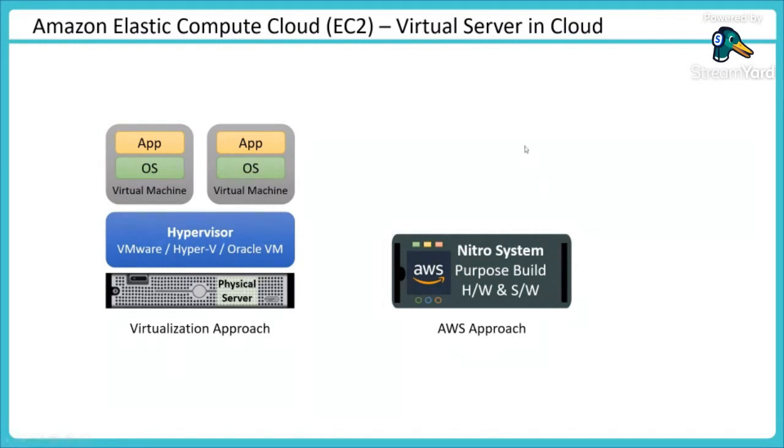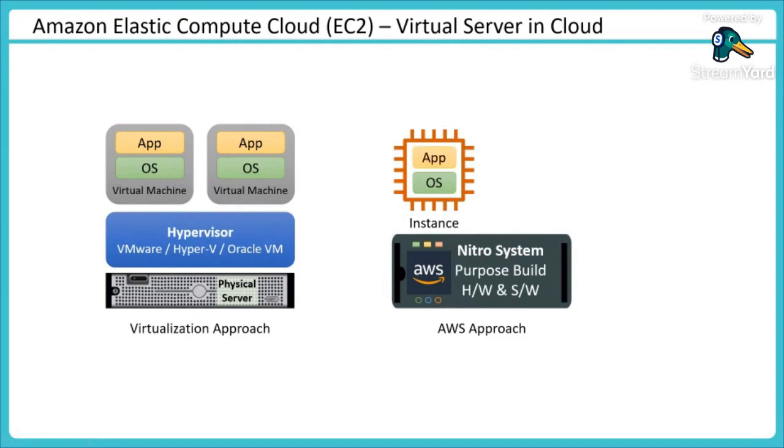Once this Nitro system is ready and functional, customers don't directly see it. What a customer interacts with is the instance. An instance is in a way what we call a virtual machine. So an instance is a virtual machine. That instance would have an operating system, and then there would be applications running on it.